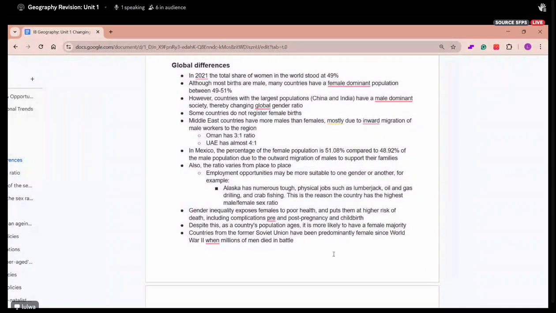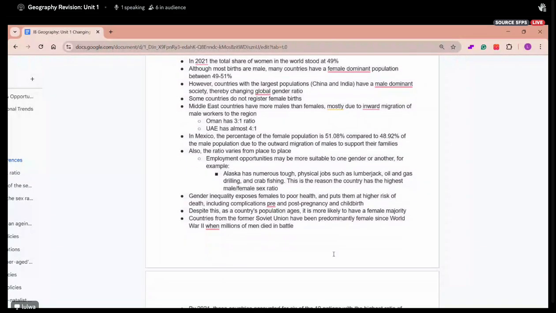Employment opportunities may be more suitable to one gender or another. For example, Alaska has a lot of tough physical jobs. This is the reason why the state has the largest male-female sex ratio.